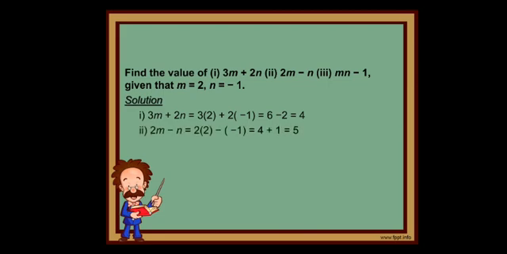This will be equal to 4. Second one, when you substitute the values of m and n, you will get 5. Third one, when you substitute the value for m is equal to 2 and n is equal to minus 1, you will get minus 3.